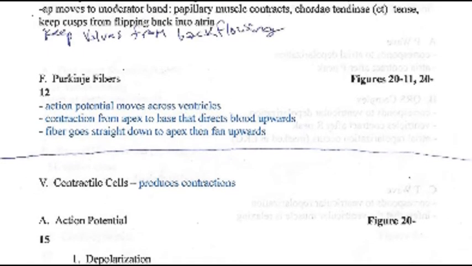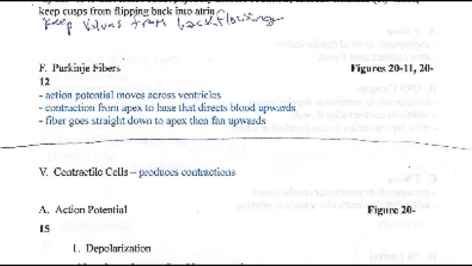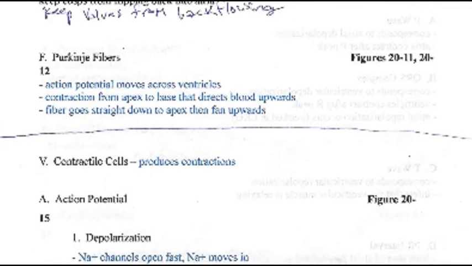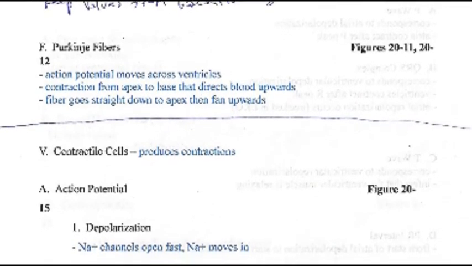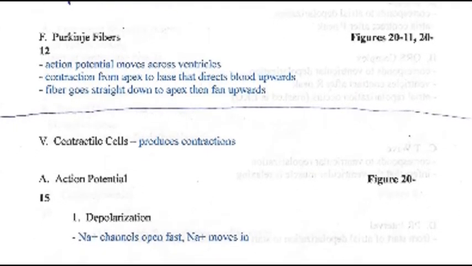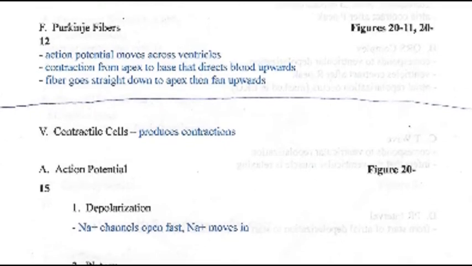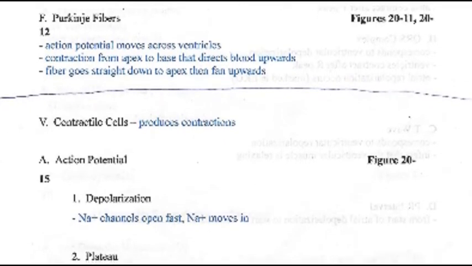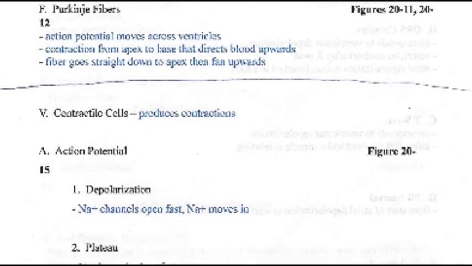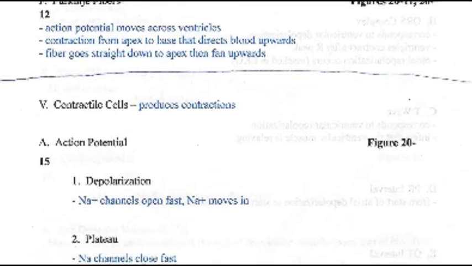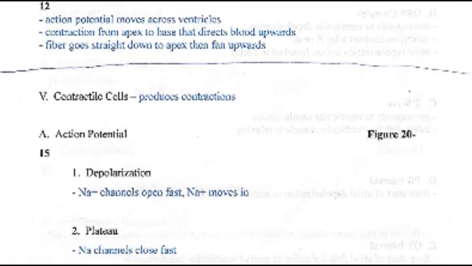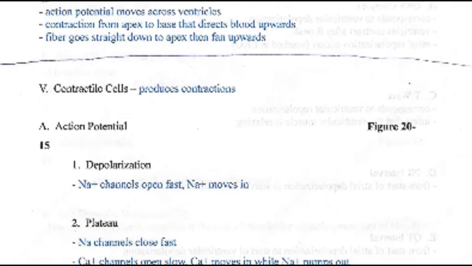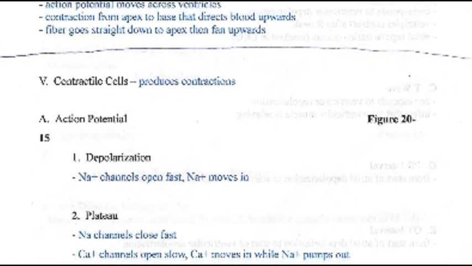Contraction from apex to base that directs blood upwards. Fiber goes straight down to apex, then fans upward. Contractile cells are the cells that produce contractions. The next few points are regarding the action potential of contractile cells.